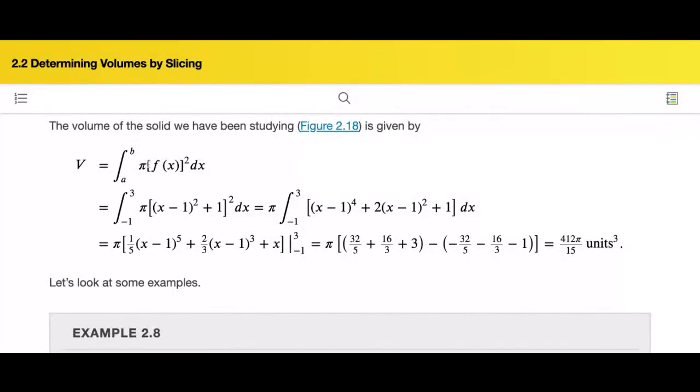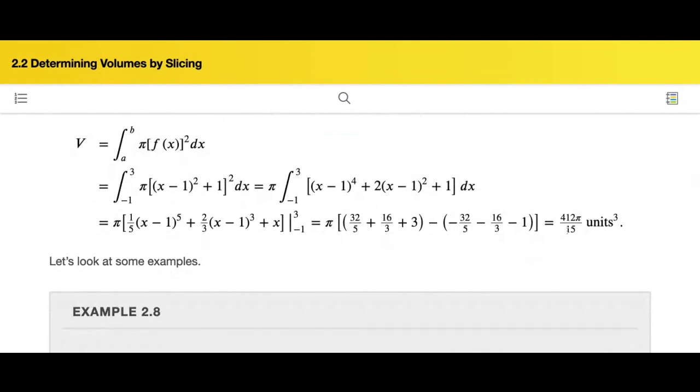So for the typical one, we can do that, right? The function is just (x minus 1) squared plus 1. We substitute in, and the rest is just calculation. All right, again, the answer is 412 over 15 pi, which is a 3-dimensional quantity.